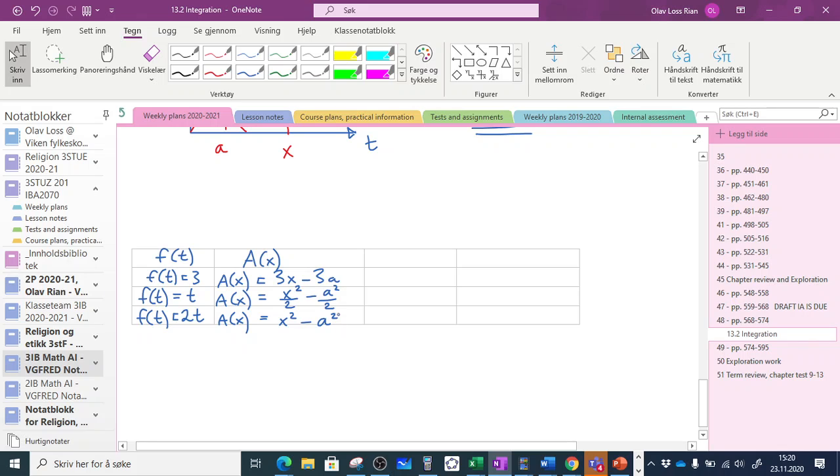All right, so we've set up a table with the functions that we've drawn and the corresponding area functions. So they're not the same functions, but they belong together. So this is the curve that we started out with, and this is the function for the area under that curve from a point A to a point X.